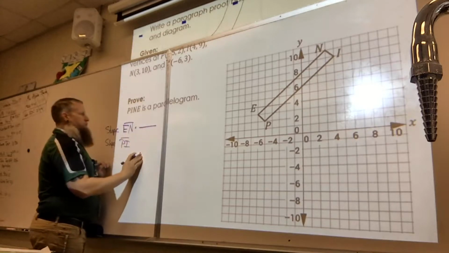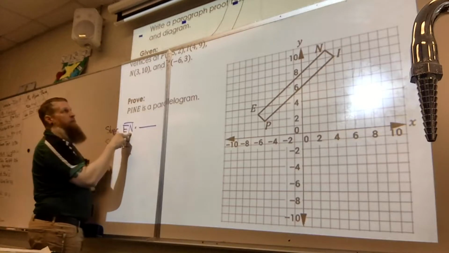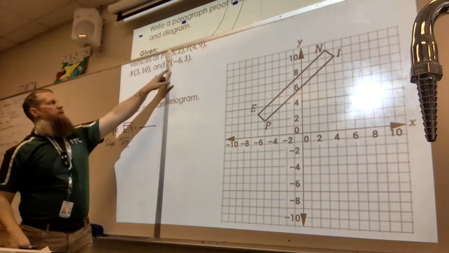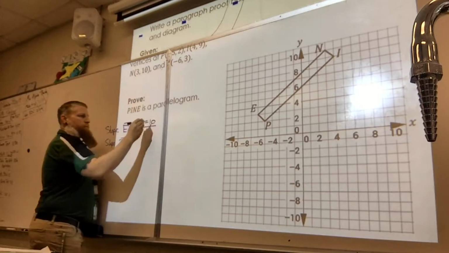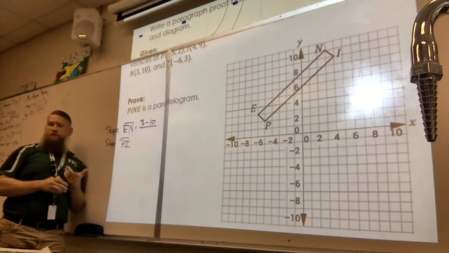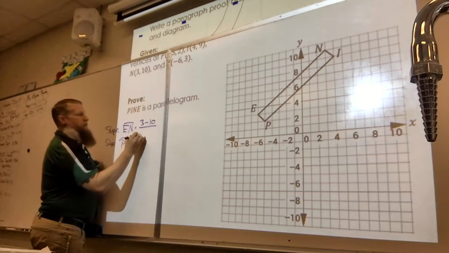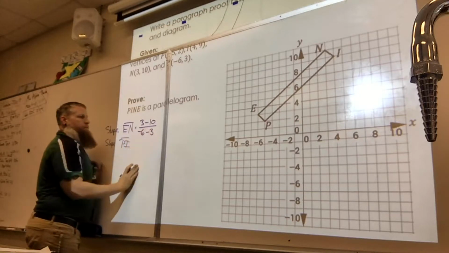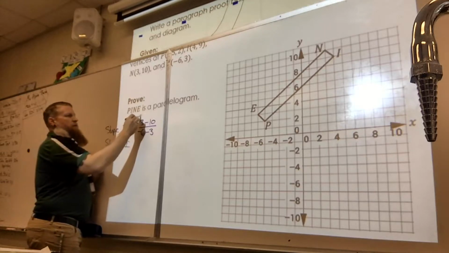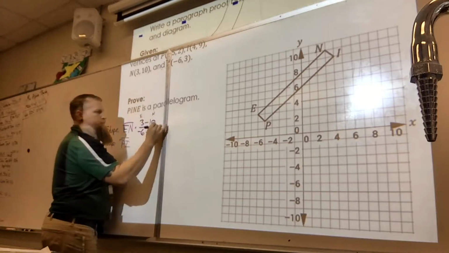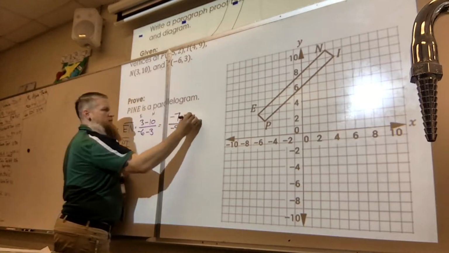Okay. So my two y coordinates for E and for N should be, where's E? Right here. 3's for that one and 10's for that one. Right? I didn't screw that up. Correct? And then the two x coordinates are -6 and -3? Okay? Making sure that I have the same order there. Like here's point E, there's point N. So that's going to be 7 over -9, so 7 over 9.